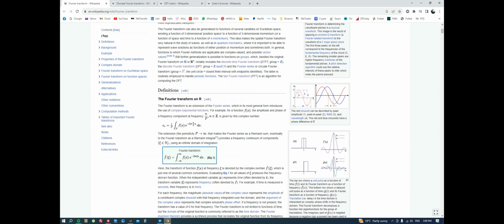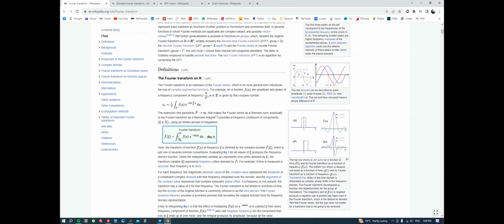The core of this transformation is this equation. For a continuous signal, we have the integral from minus infinity to infinity of our continuous function, multiplied with an analyzing function, which contains sinusoids.